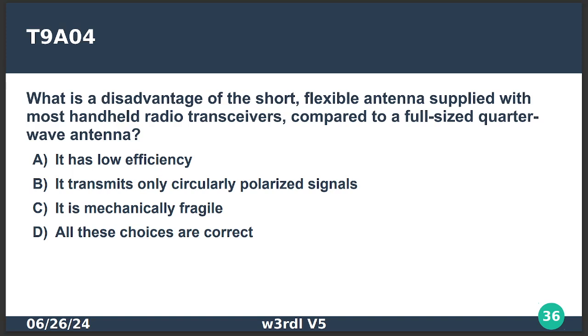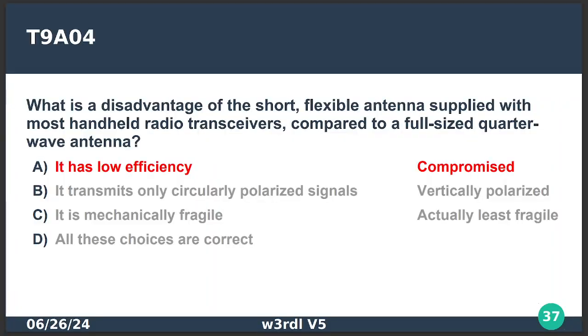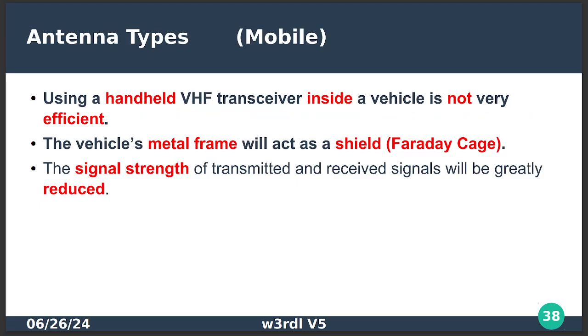All right, what is a disadvantage of the short, flexible antenna supplied with most handheld radio transceivers compared to a full-size quarter wavelength antenna? A, it has low efficiency.